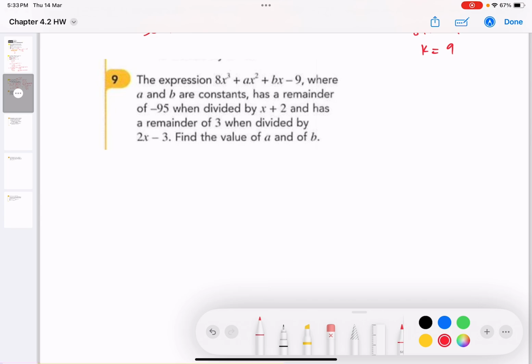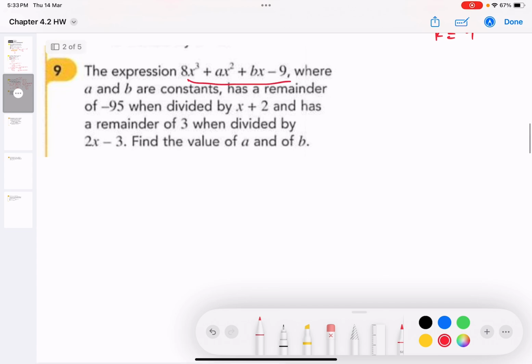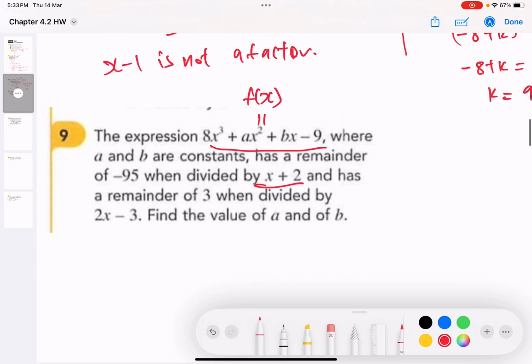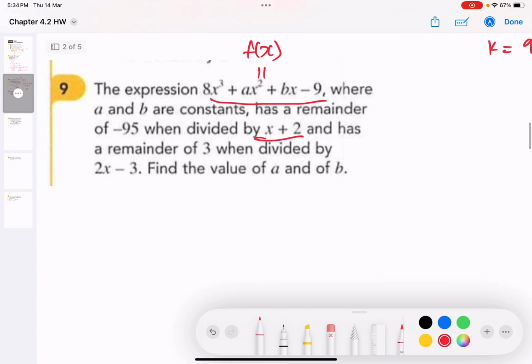Okay, question number 9. The expression, so this is the original expression, which is the dividend, where a and b are constants, has a remainder of negative 95 when divided by the divisor x plus 2. So this is a very obvious simultaneous equation question, right? So we have the expression over here. So this is my f(x), which is my dividend. And I know that it has a remainder of negative 95 when divided by this.